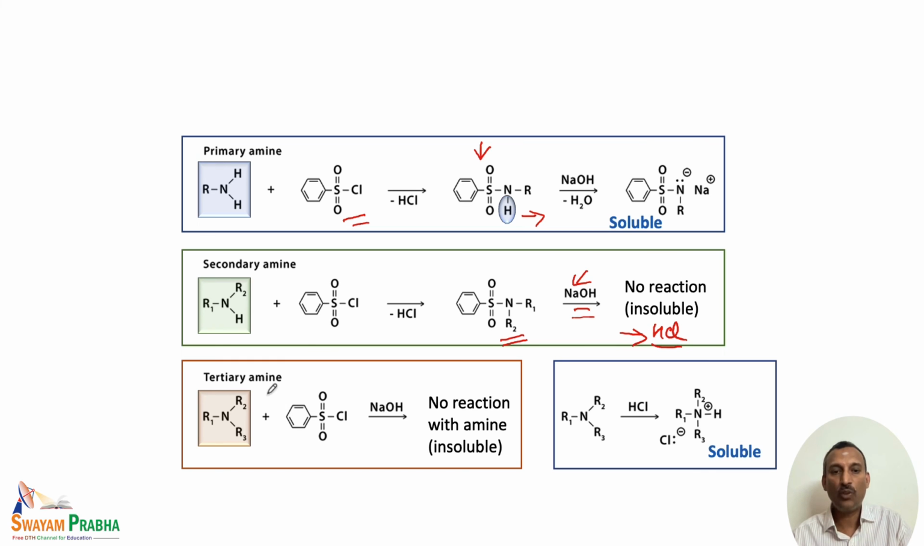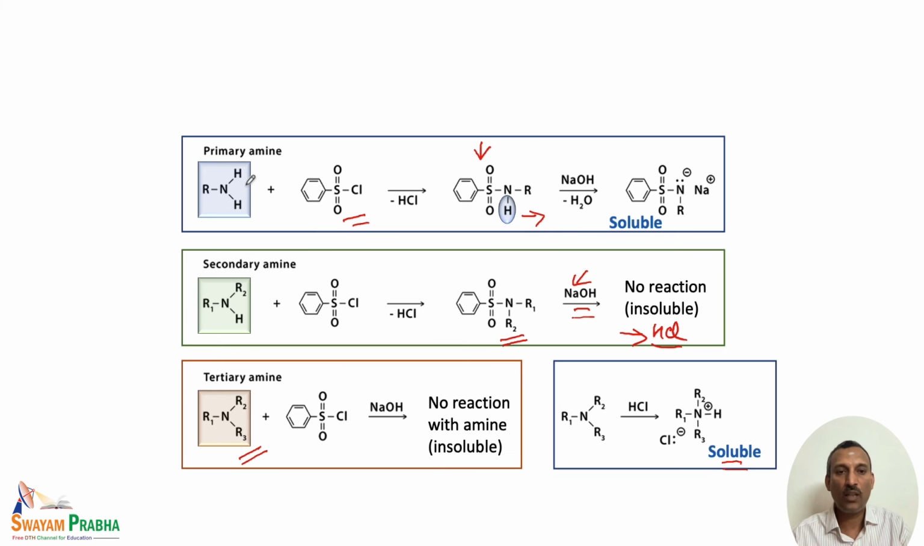And when we talk about the tertiary amine, since there is no hydrogen present on this one, the loss of HCl will not take place in this particular condensation reaction. In other words, no sulfonamide will be formed, and we only have the unreacted starting material, that is the tertiary amine. Now, if we treat the tertiary amine with HCl, we get a quaternary ammonium salt which is soluble in the acidic medium. So, that is how we can differentiate between primary, secondary and tertiary amines.